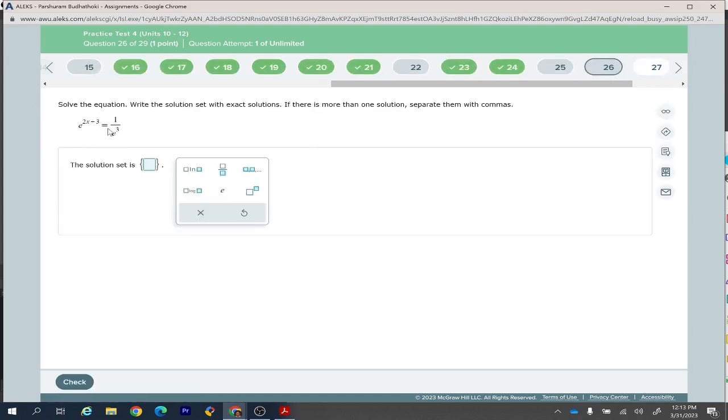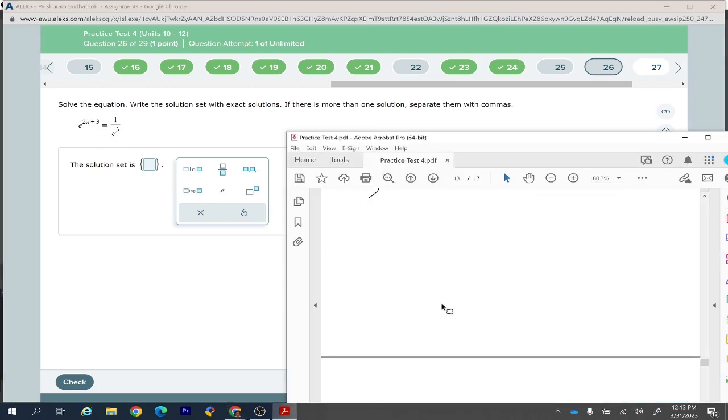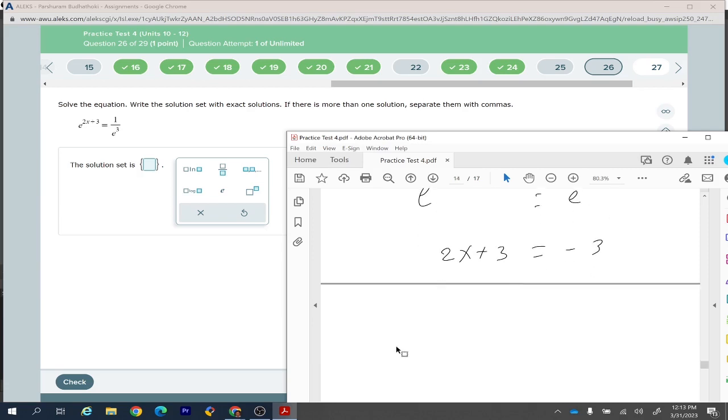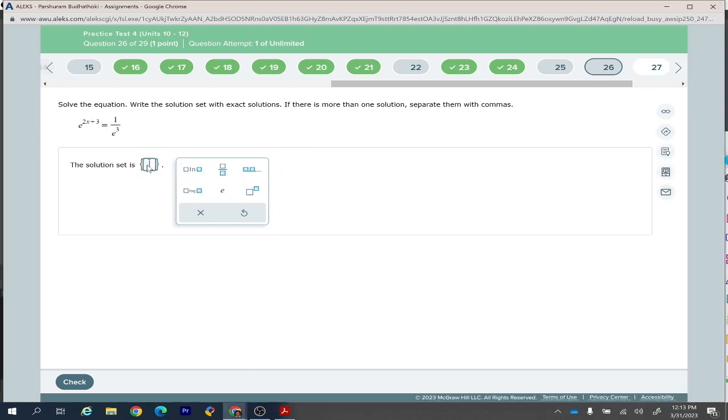Exactly the same thing. Bring this e to the power 3 on the top, change the position, and that will be e to the power negative 3. And solve this equation. e to the power 2x plus 3 equals e to the power negative 3. So this is actually 2x plus 3 equals negative 3. Now if you try to solve this equation, just subtract 3 and then divide by 2. So x would be negative 3. When you type your answer as a set, you just have to put x equals negative 3 here.